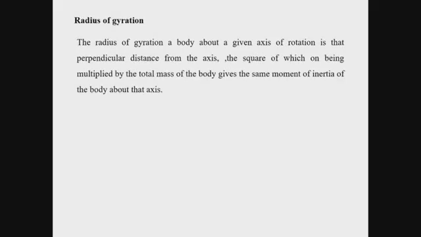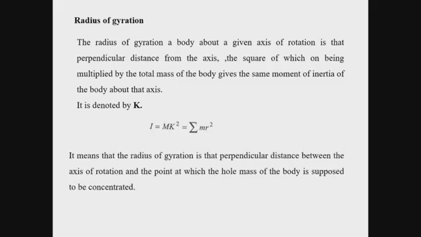Radius of gyration. The radius of gyration of a body about an axis of rotation is that particular distance from the axis, the square of which, when multiplied by the total mass of the body, gives the same moment of inertia of the body about that axis, and it is denoted by k. It is nothing but I is equal to m k square, which is equal to summation of m r square. It means that the radius of gyration is the perpendicular distance between the axis of rotation and the point at which the whole mass of the body is supposed to be concentrated.